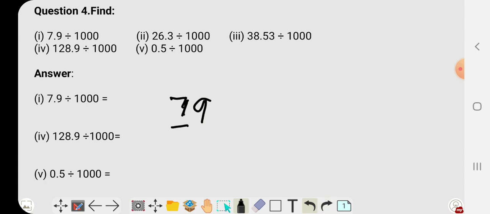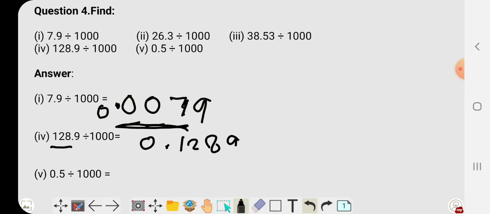So 1.1 is this, second is nothing, so we will write 0, then 0. Now 1 to 3, before 3 point it will be 0.0079, or you can write 0.0079. For this number it will be 0.3 numbers are there, 1 2 8 9.